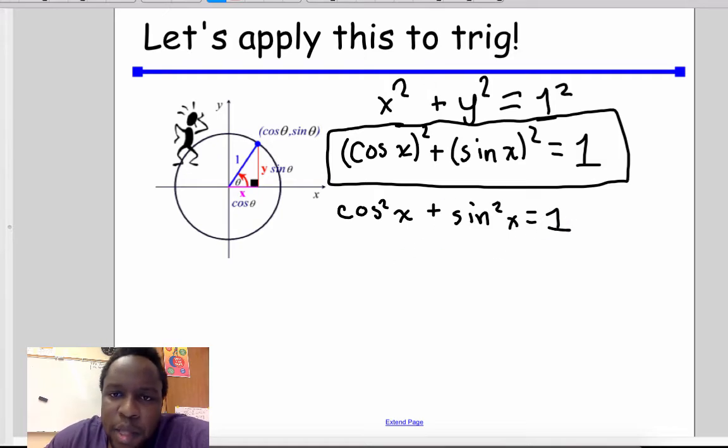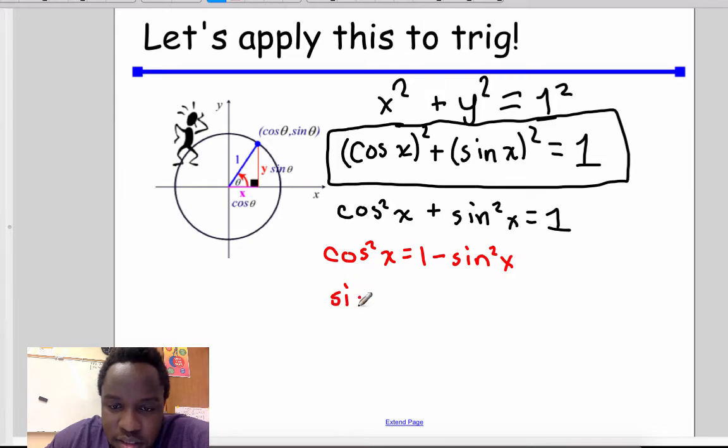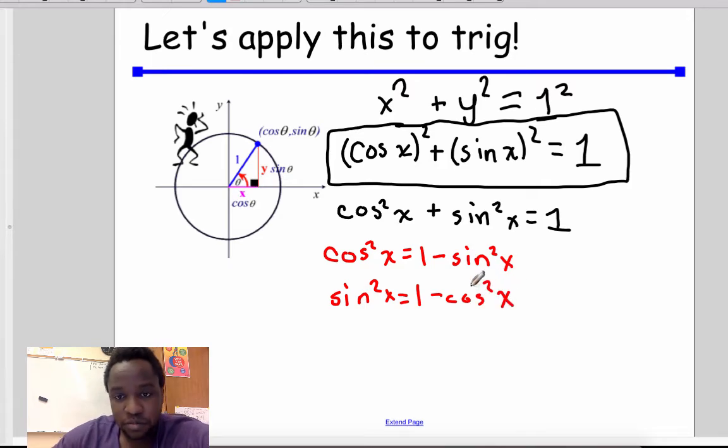And then we can do some algebraic manipulation. So I can subtract sine squared x on both sides. And so I would get that cosine squared x is equal to 1 minus sine squared x. And that sine squared x, if I subtract cosine squared x on both sides, is equal to 1 minus cosine squared x. So the Pythagorean theorem, cosine squared plus sine squared equals 1, and then these are two variations.